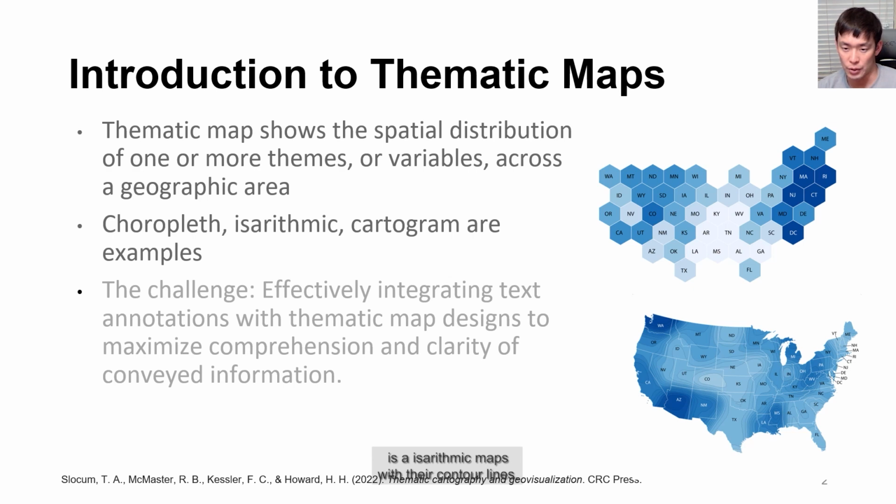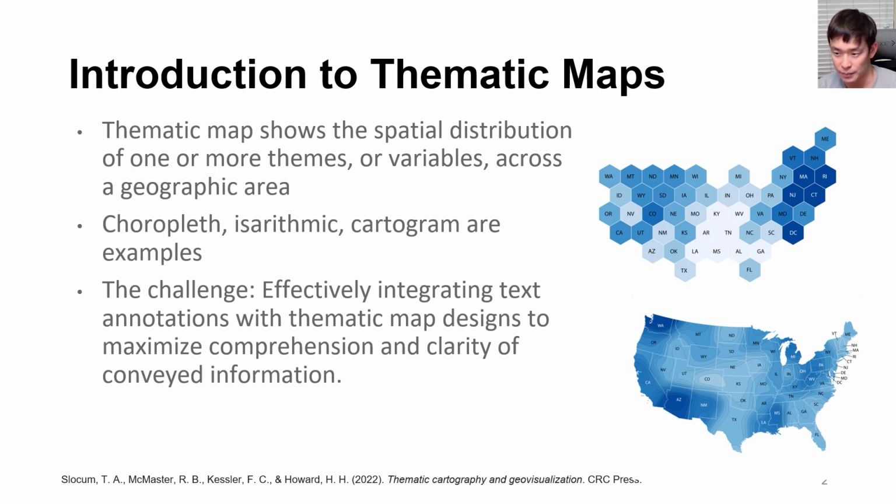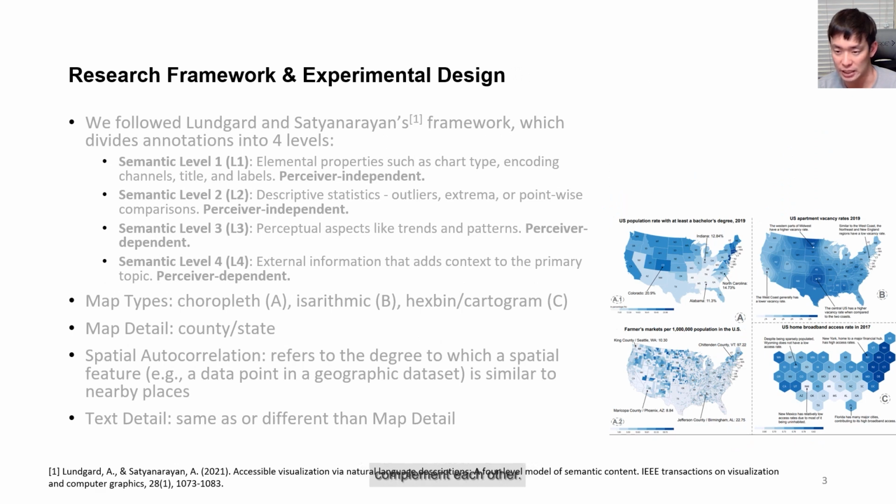Isarithmic maps, with their contour lines connecting points of equal value, offer us insights into continuous data such as elevation or precipitation levels. And then there are cartograms, which distort geography to emphasize the size of the data, making abstract statistics more accessible. But here lies the challenge. How do we enhance these visual narratives with text annotations without overwhelming the viewer? The key is to integrate text cues seamlessly with the design to enrich comprehension. Our goal is to strike the balance where text and visuals complement each other.